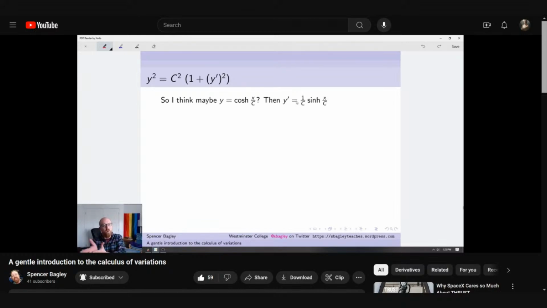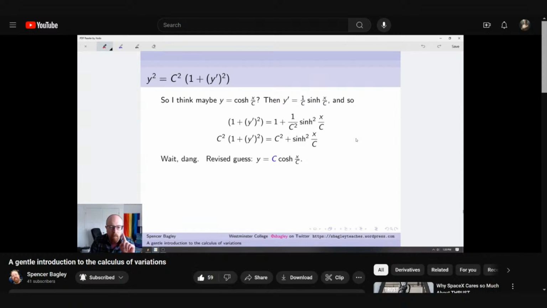y prime is going to be 1 over c times the sinh of x over c, which I'm hoping will sort of cancel out that c squared that we have up here. Let's see if that works. 1 plus y prime squared is this business, which I don't think is going to add up correctly. If I multiply through by that c squared, I've got a c squared plus this, which is not quite what I want. I would really like that to be a 1, essentially, or this to be the same as some coefficient on my sinh squared. So I think that's probably the wrong guess.